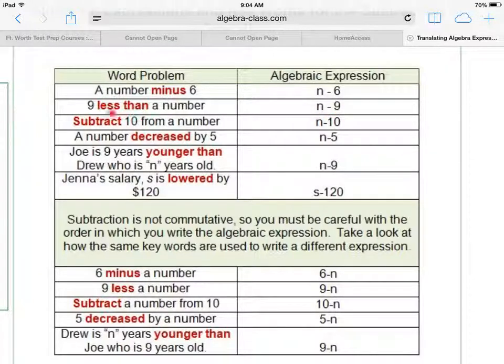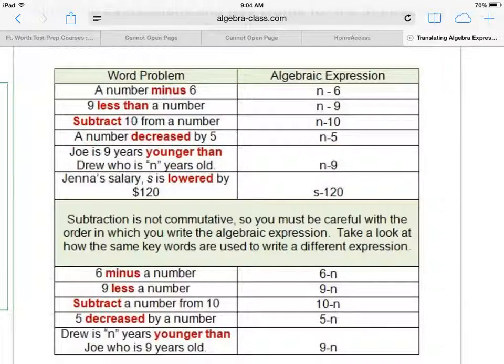Now notice that less than is what we call a switch word. So instead of 9 being in front, because it's 9 less than a number, then it would be n minus 9. So you want to remember that less than is a switch word, because 9 minus n is not the same thing as n minus 9. Subtract 10 from a number, okay, also that's n minus 10. A number decreased by 5, so a number n decreased by 5 would be n minus 5.